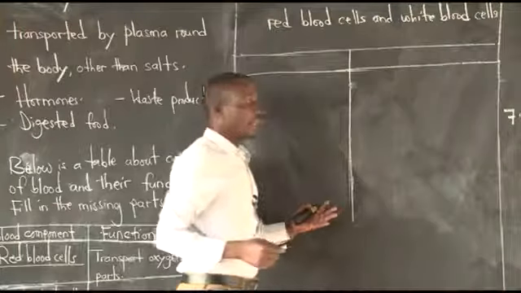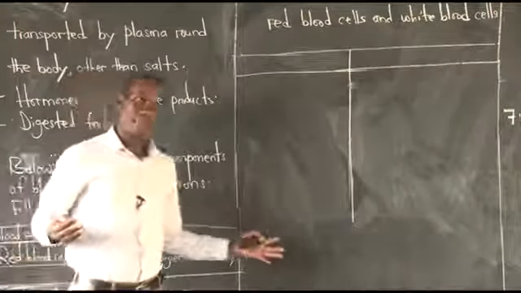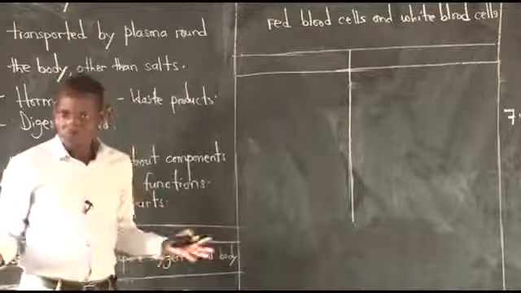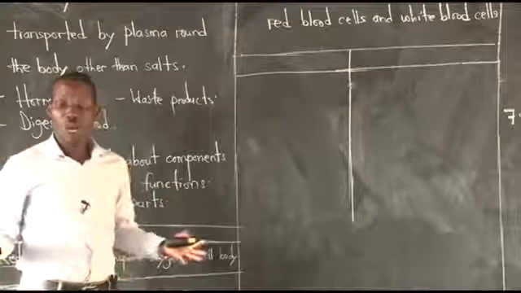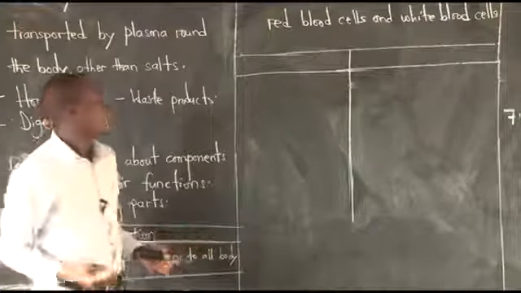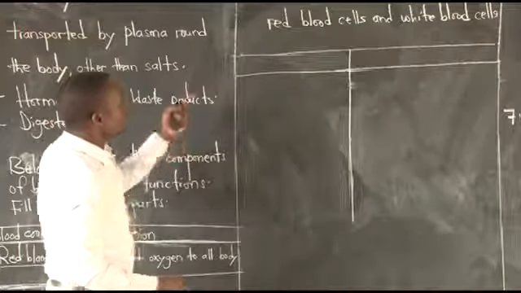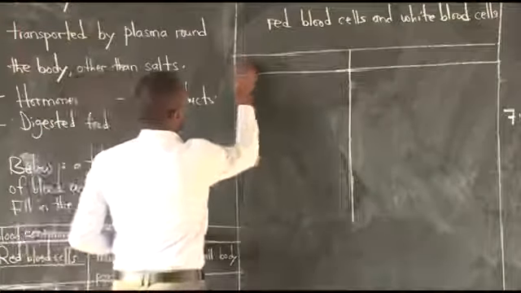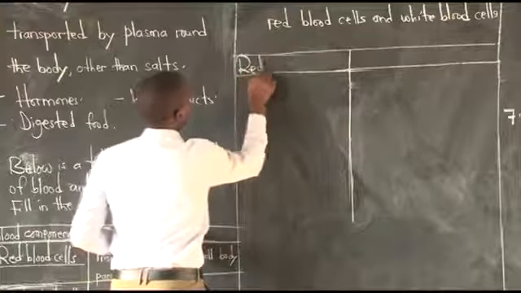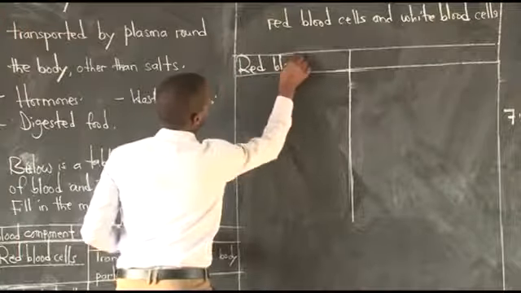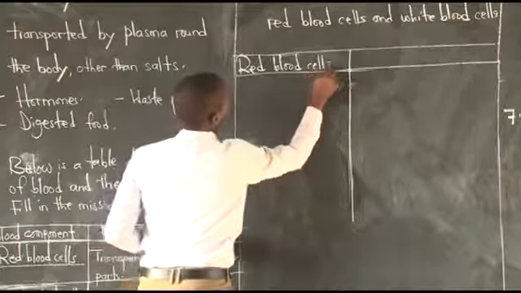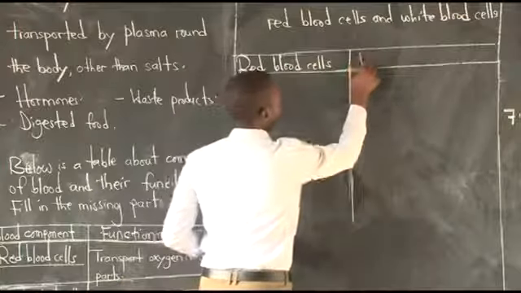Yeah, so even in exams, you can choose either table form or just combine the two differences with the word while or whereas. So for this case, let us write this side, red blood cells, and here we write the white blood cells.